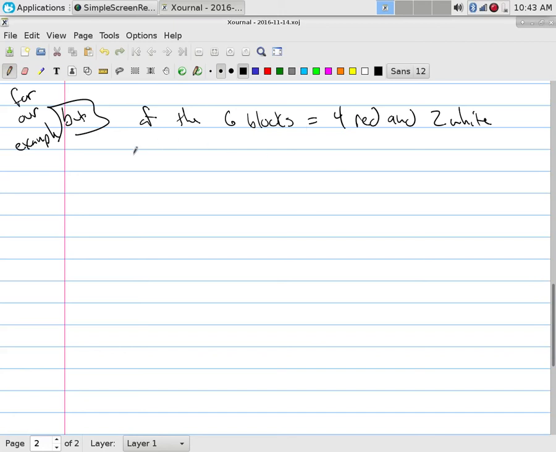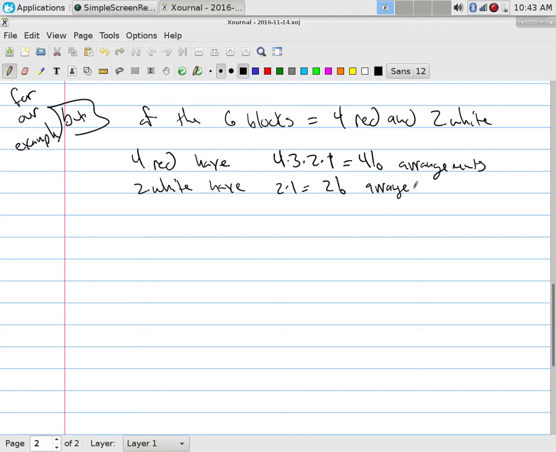So if I look at this, I notice that for the 4 red, how many arrangements? 4, 3, 2, 1, which is 4 factorial arrangements, right? What about the 2 white? 2 times 1, I'll go ahead and leave it as 2 factorial arrangements. Why do I use the division rule? So the real way of counting the arrangements of 4 red and 2 white is, well, I had 6 factorial ways to arrange everything. But if I take those reds and start switching them around, I don't recognize the difference. So that's been an overcount.